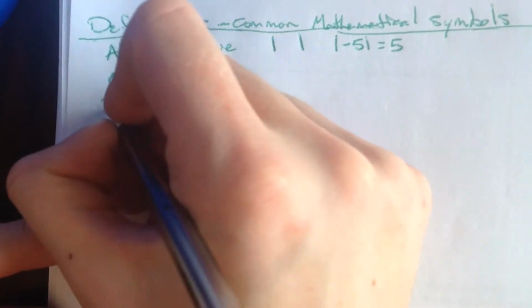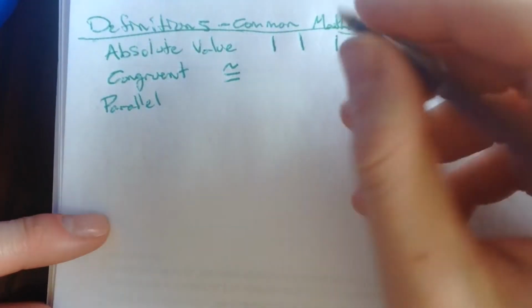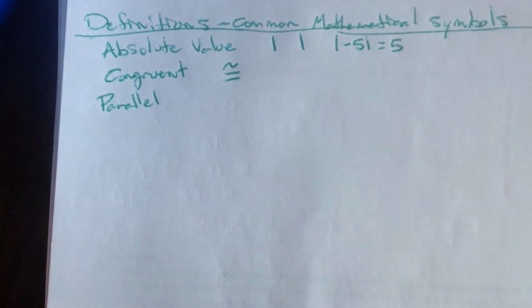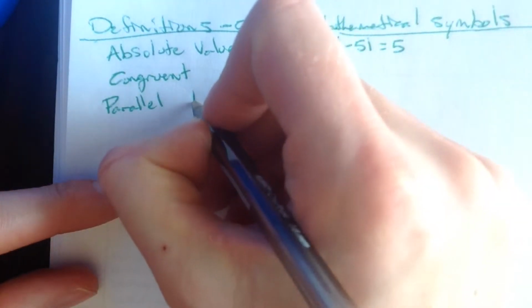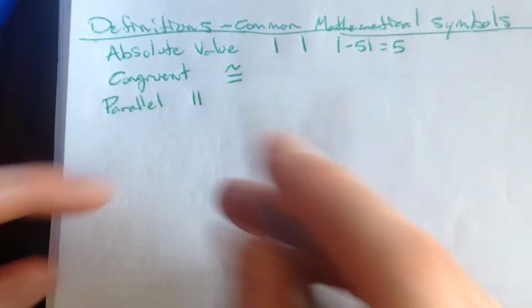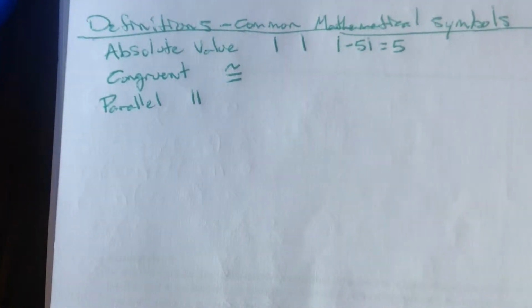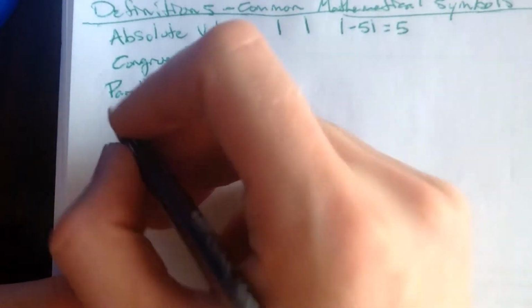So things that are parallel. Parallel is when two line segments, rays, or planes will never cross, and we denote this kind of like an absolute value, but together. It's two lines that are next to each other, and these two lines will never cross. Therefore, they're parallel.